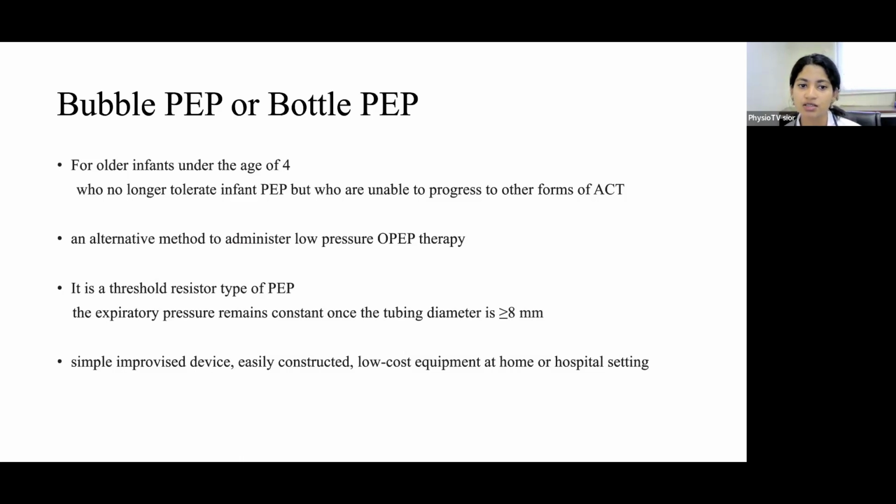It is another alternative method for a low pressure OPEP therapy, and it is a type of threshold resistor positive expiratory pressure therapy. So once the expiratory pressure is achieved, it will remain constant throughout the diameter of the tube that is being used to expire. It is a pretty simple and improvised device, can be easily constructed, and is very cost effective. So it can be used in a lot of patients and in various settings.